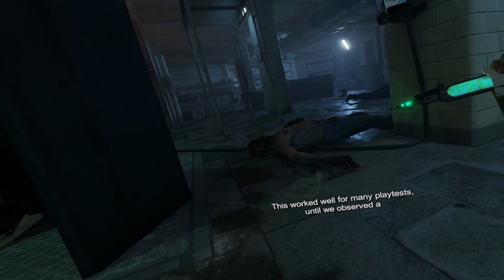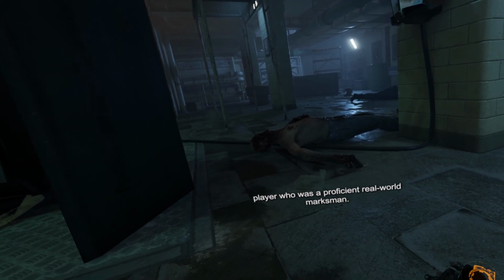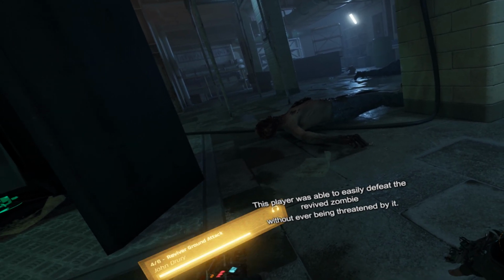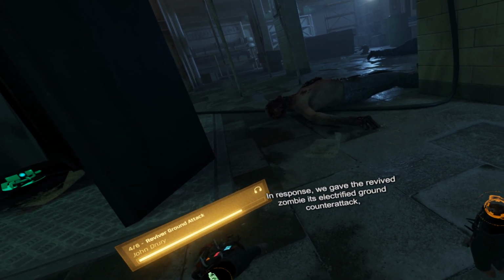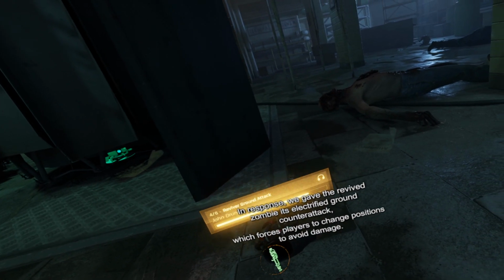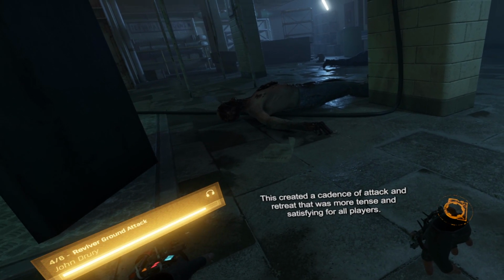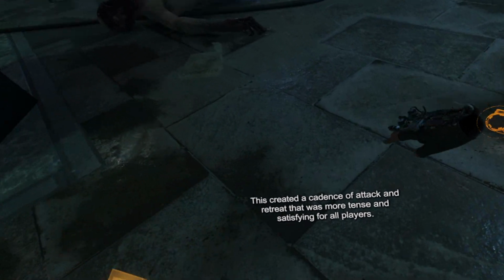This worked well for many playtests, until we observed a player who was a proficient real-world marksman. This player was able to easily defeat the revived zombie without ever being threatened by it. In response, we gave the revived zombie its electrified ground counterattack, which forces players to change positions to avoid damage. This created a cadence of attack and retreat that was more tense and satisfying for all players.